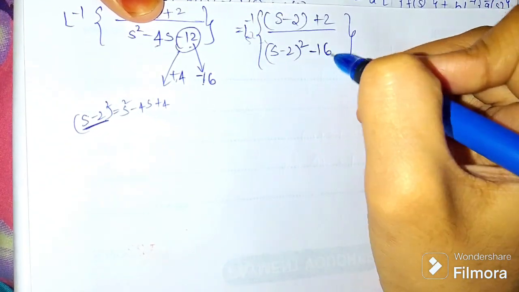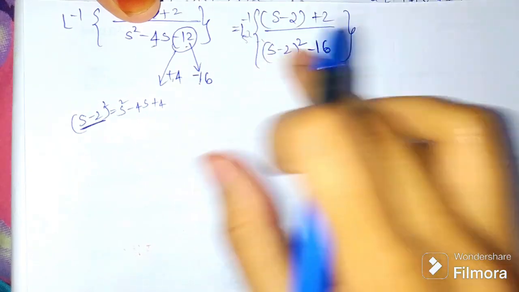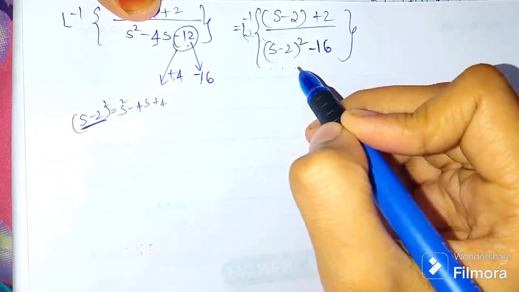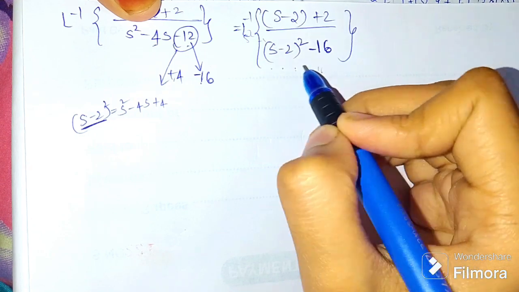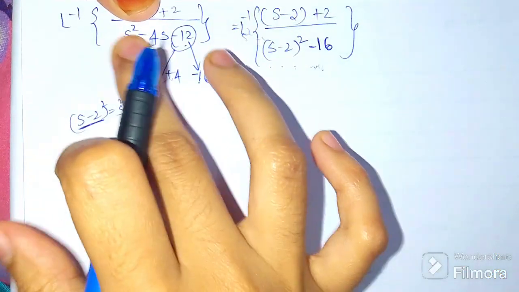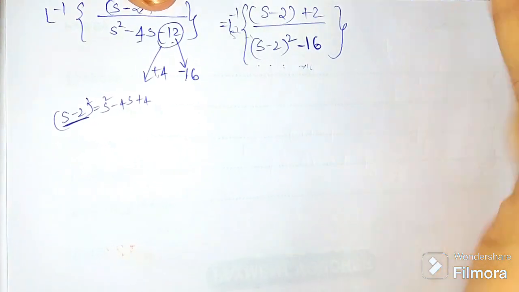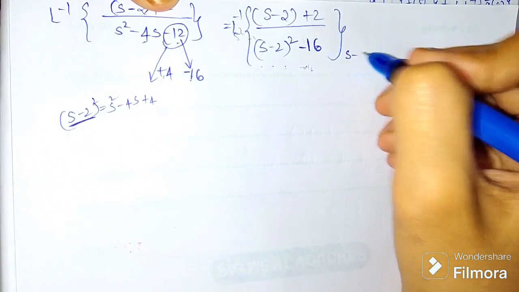If you want, you expand it here. You'll get s square minus 4s plus 4. 4 minus 16 is minus 12. So same. Okay, if anyone has doubt, that's why I'm telling this in detail. Next, I'm shifting my s minus 2 to s.